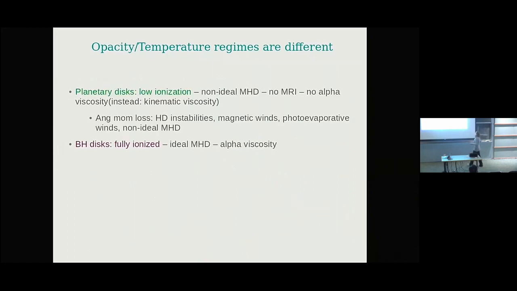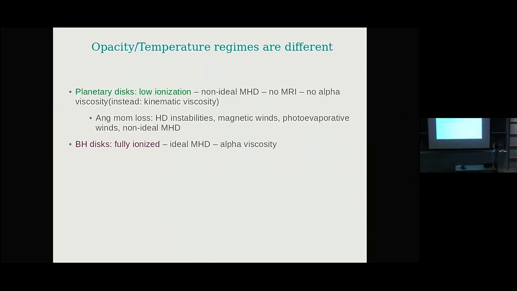So what does this mean? Planetary disks have very low ionization or almost no ionization. That's the reason why those colleagues who are doing MHD simulations use only non-ideal MHD. We don't have MRI. We cannot sustain MRI in the protoplanetary disk nor in the circumplanetary disk. Most of us don't use alpha viscosity. Therefore, I personally use kinematic viscosity because that's what you are going to have either way.